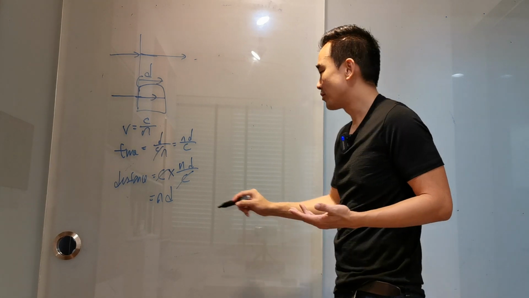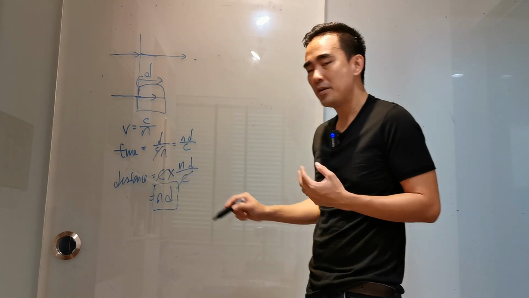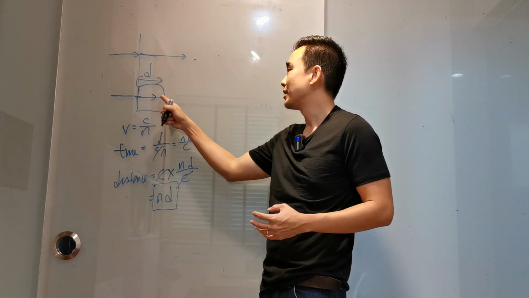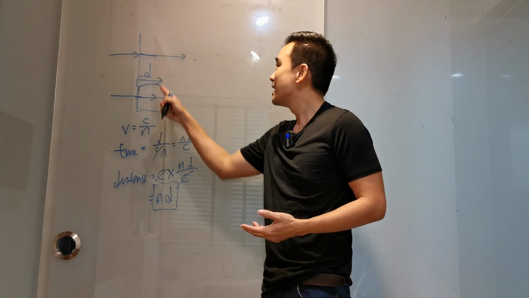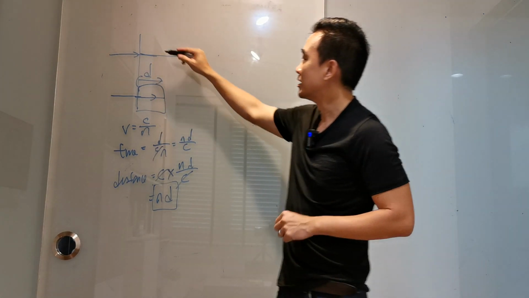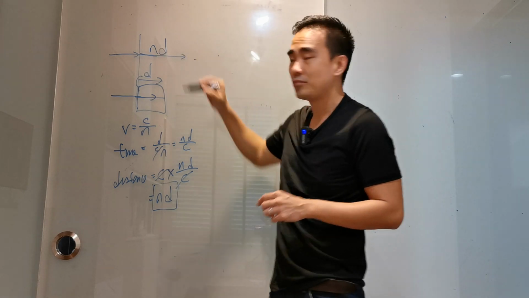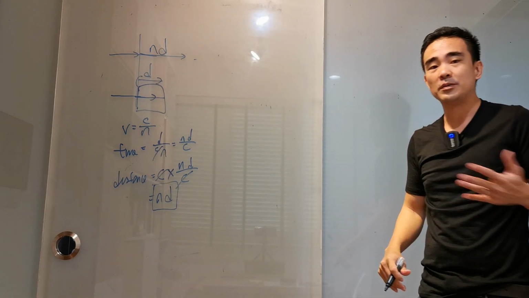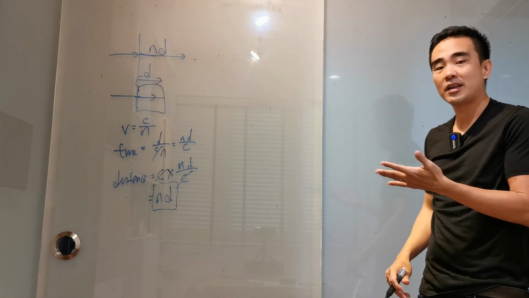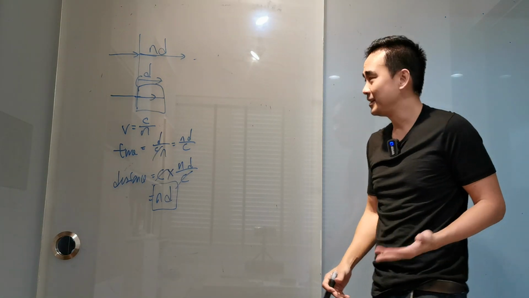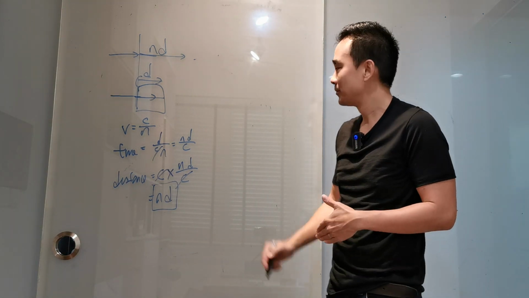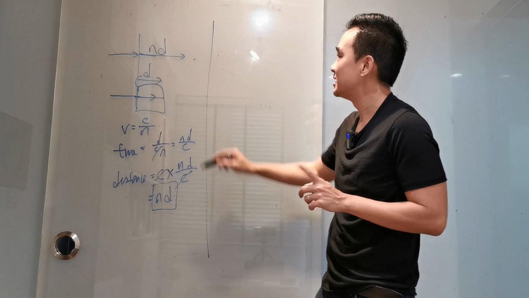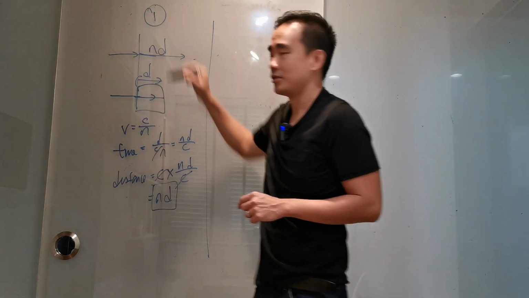Now this is an important conclusion: whenever a beam of light travels through a material for a distance d, the equivalent distance traveled in air is n times d, which makes sense because n is always bigger than 1. So the distance traveled by the beam of light in air will always be bigger than d. So it's n times d. This is the first part of the equation.